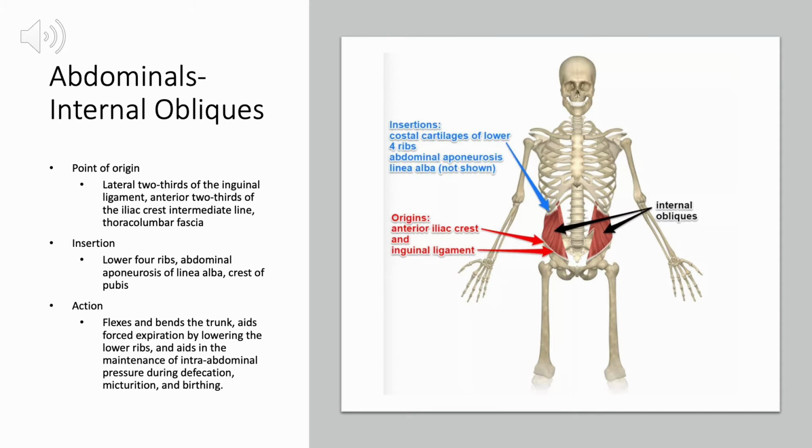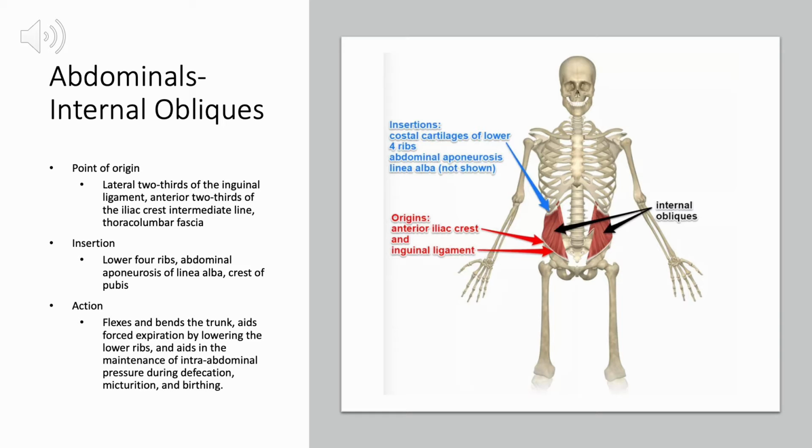Next is the internal obliques. So the point of origin is the lateral 2/3 of the inguinal ligament, the anterior 2/3 of the iliac crest, intermediate line, and the thoracolumbar fascia. The point of insertion is the lower 4 ribs, the abdominal aponeurosis of the linea alba, and the crest of the pubis, as you can see in the picture.